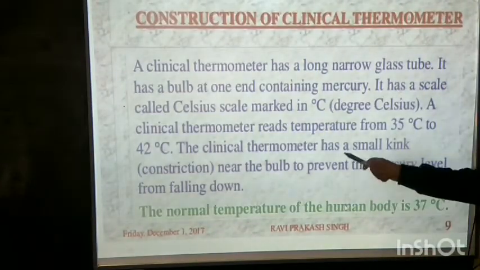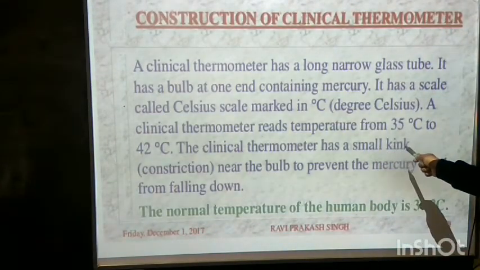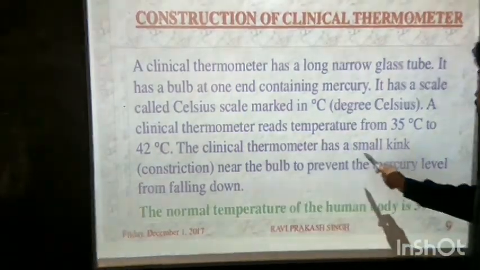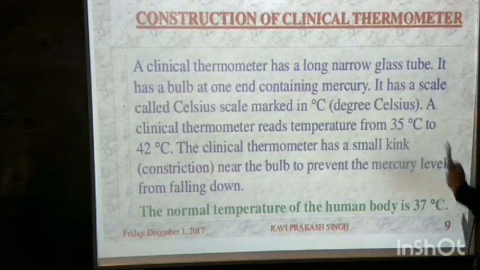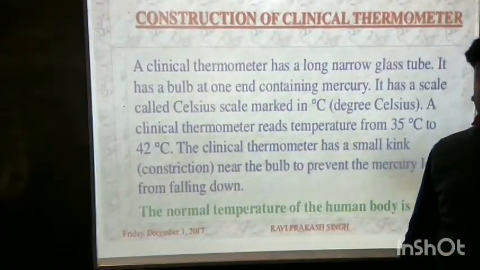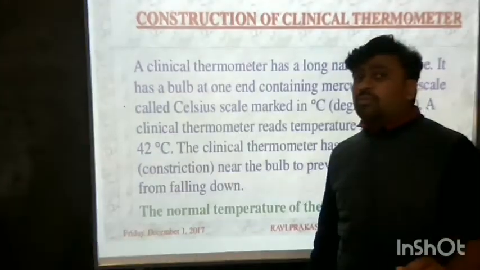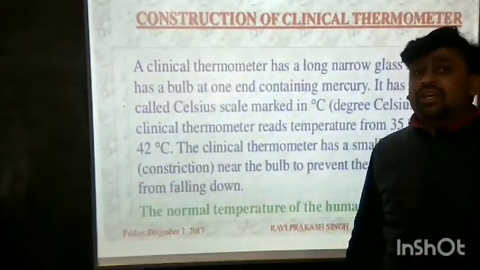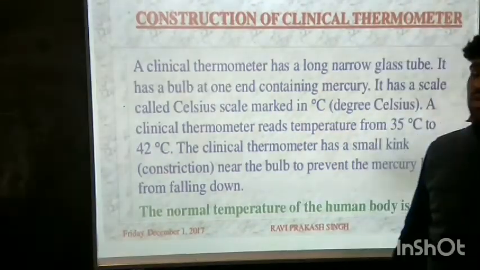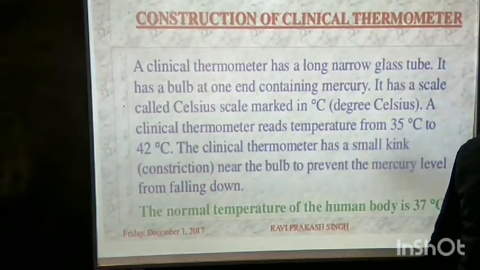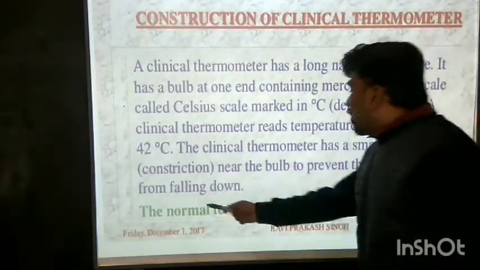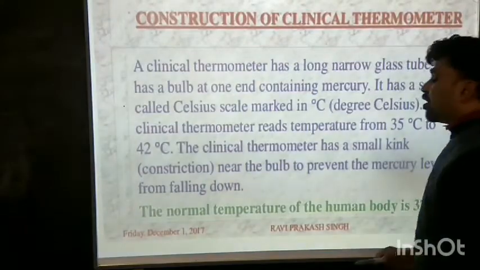Clear? The clinical thermometer has a small clink, also called a constriction, near the bulb to prevent the mercury level from falling down. I already explained why, in the construction of the clinical thermometer, they made a constriction: to stop the sudden fall of the mercury level. Okay na? Next, the normal temperature of the human body.